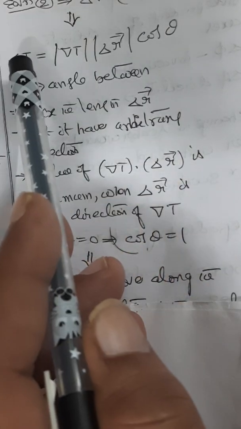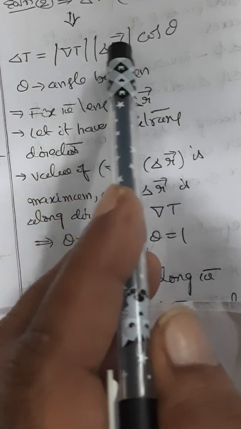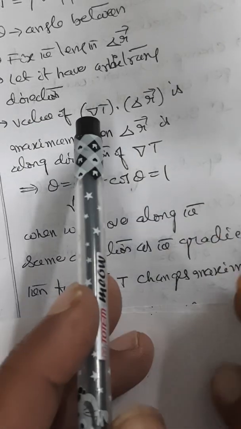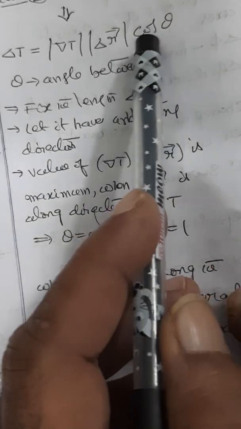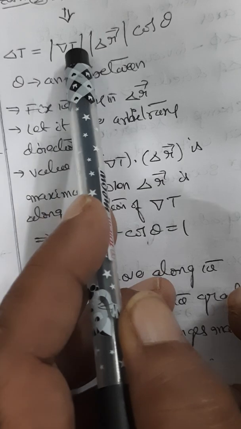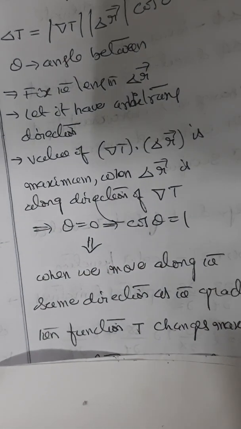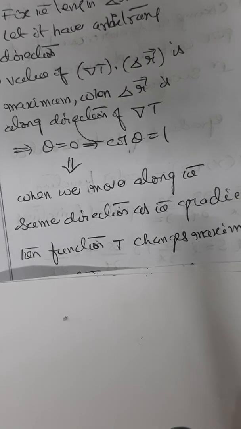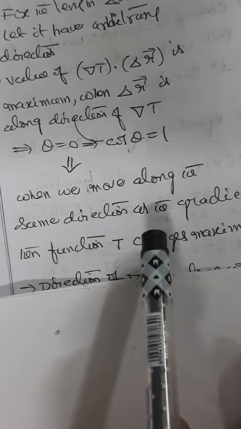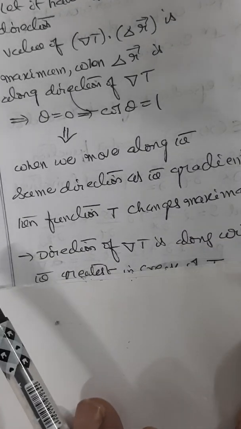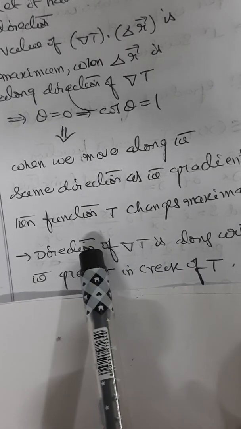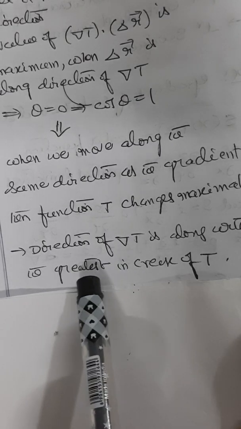So, when theta equals 0, in this equation cos theta equals cos 0, the maximum value. That means this is along the direction of the del operator, that is the gradient. Therefore, when we move along the same direction as the gradient, the function T changes maximum. So, the direction of del T is along the greatest increase of T.